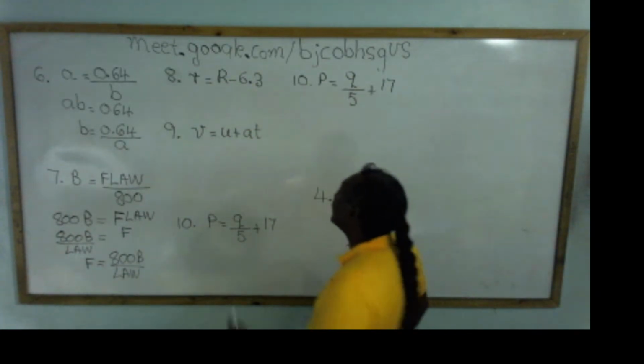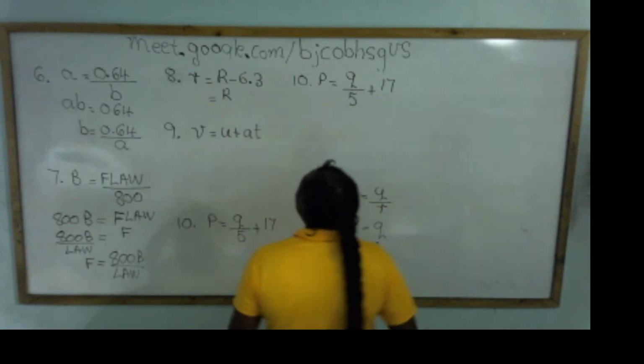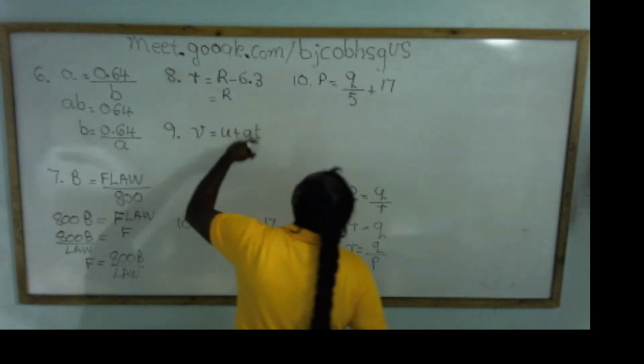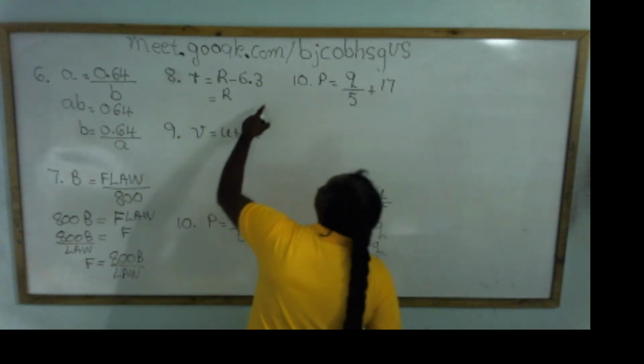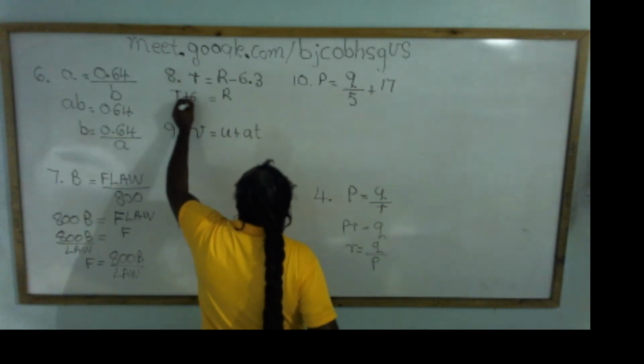So when we add 6.3 on the right-hand side, the negative 6.3 is eliminated. On the left-hand side, we have plus 6.3.